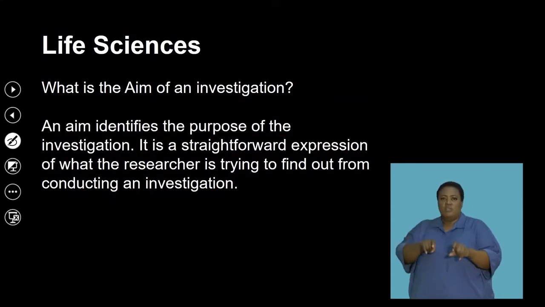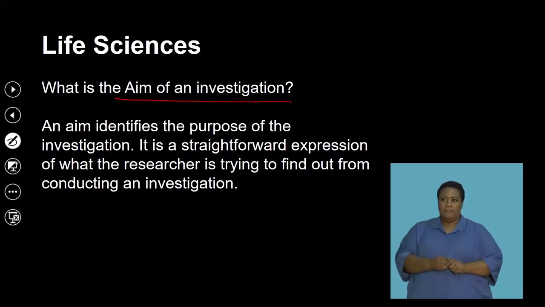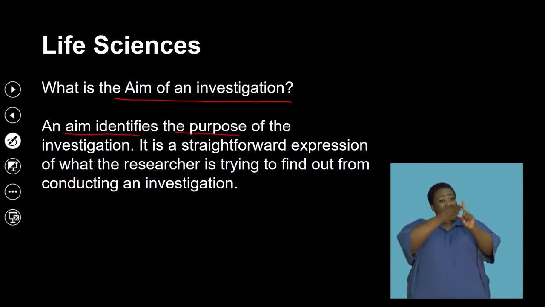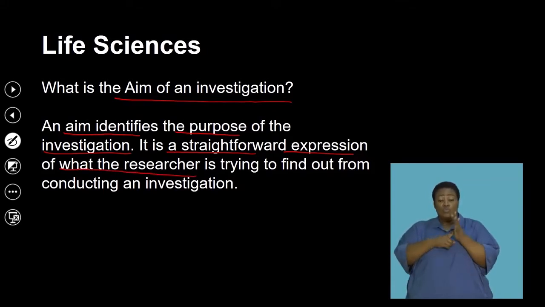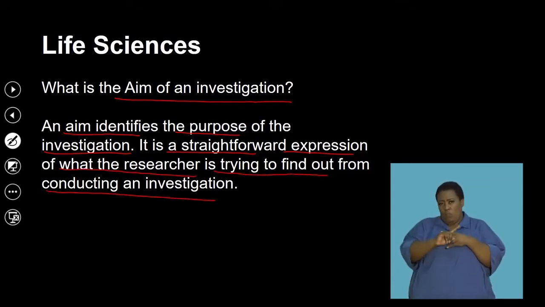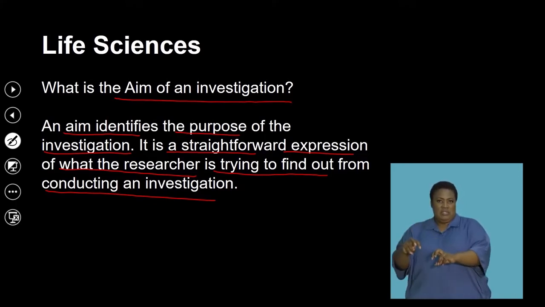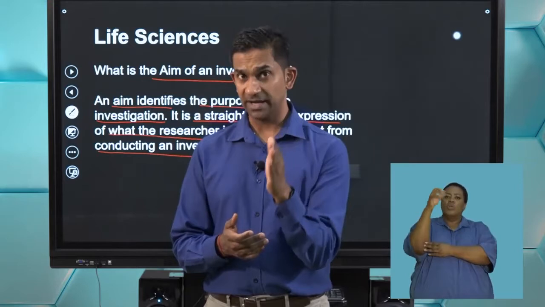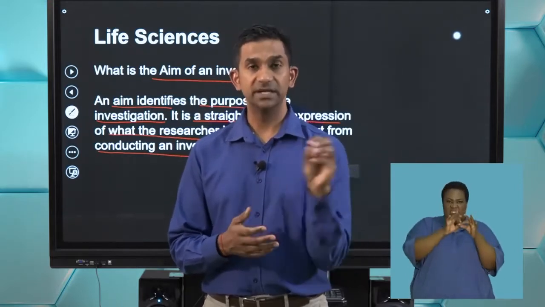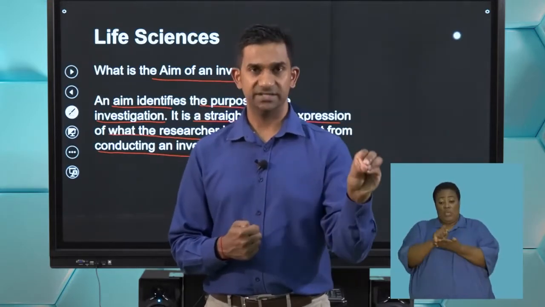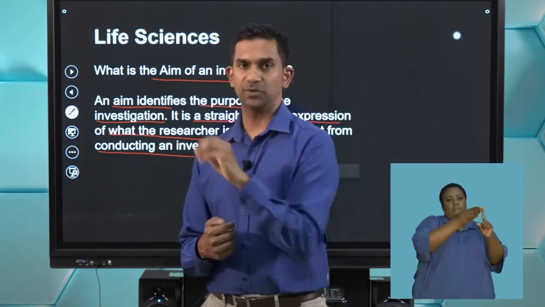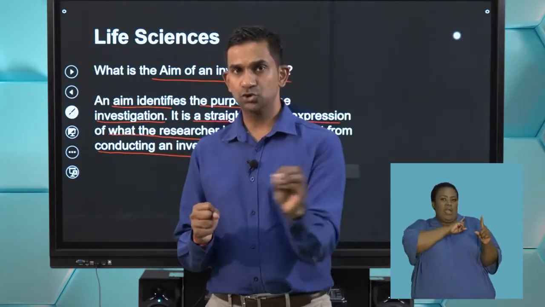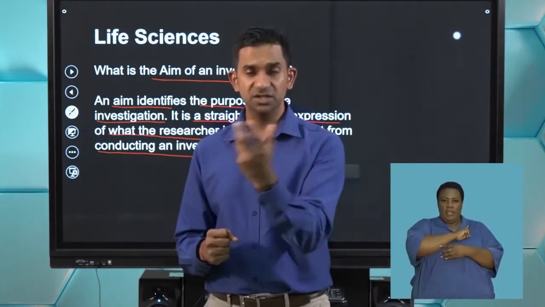Okay. So here we get to the next bit. What is the aim of an investigation? So the aim identifies the purpose of the investigation. It is a straightforward expression of what the researcher is trying to find out from conducting an investigation. So with the example of, have you ever thought about why plants grow upwards? We've got to write down a specific question that relates to the aim. So the aim would be to investigate why plants grow upwards. And that's very clear. It talks to the hypothesis, it talks to our research question as well.